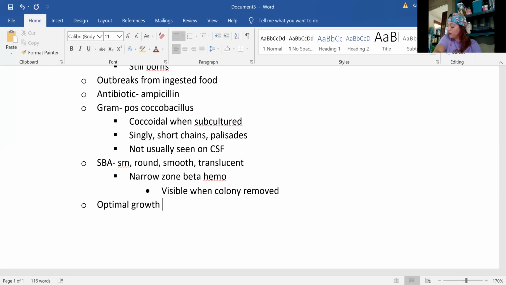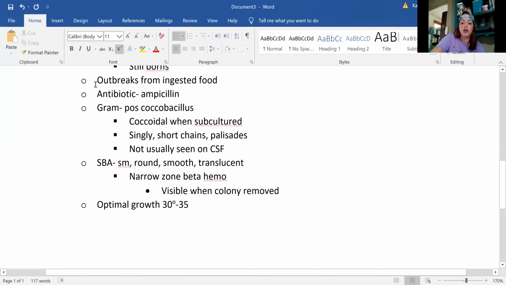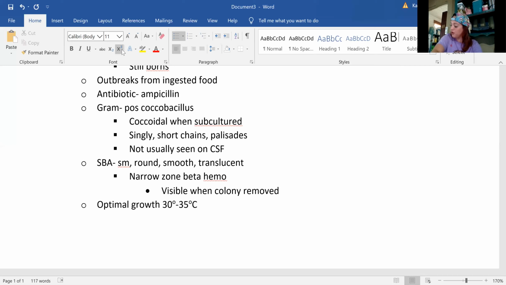So your optimal growth is about 30 to 35 degrees Celsius. And it's important to note that this is different than your motility. It's only motile at room temperature, but its optimal growth is 30 to 35 degrees Celsius. And if you can remember that cold enrichment too, that's a little colder than body heat, right? And definitely note that the optimal growth is different than when it's motile.